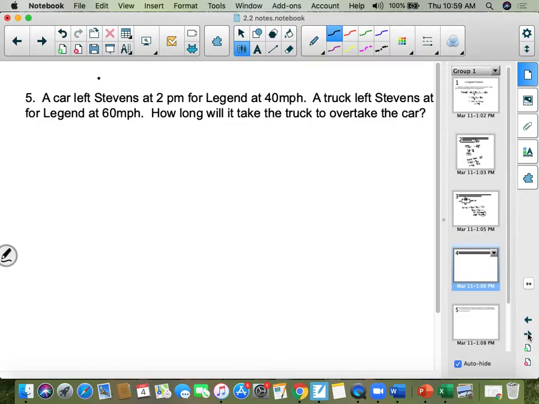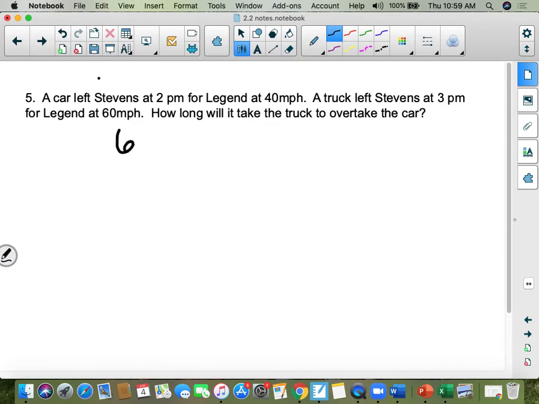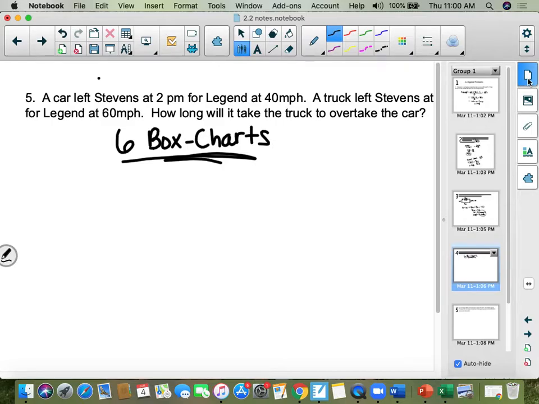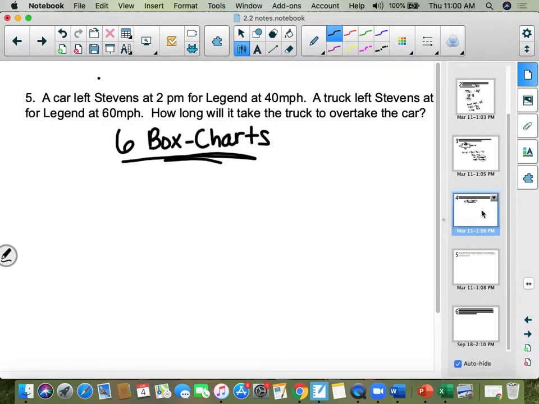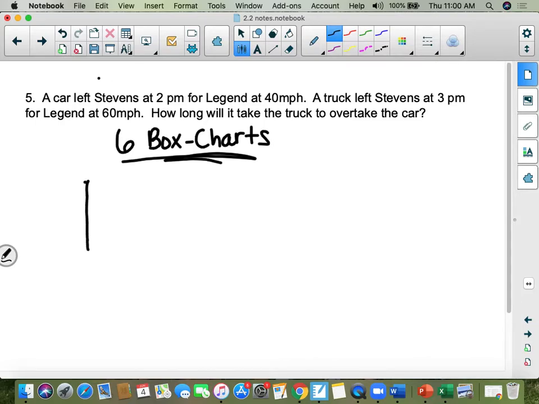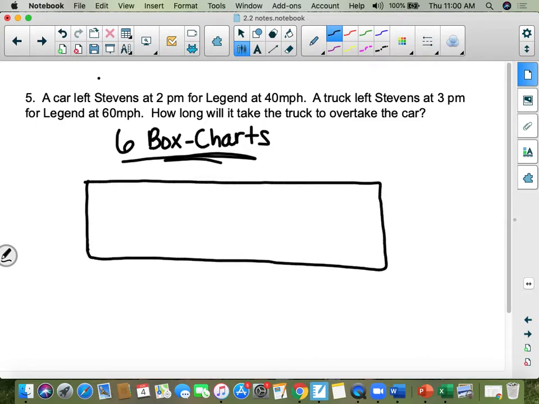Okay, now these last two, you're gonna be making 6 box charts for some of the complicated problems. So you'll know when you get to these 6 box charts. I'm gonna do 3 of these 6 box charts because these are a little bit more complicated. So let's make 6 boxes.